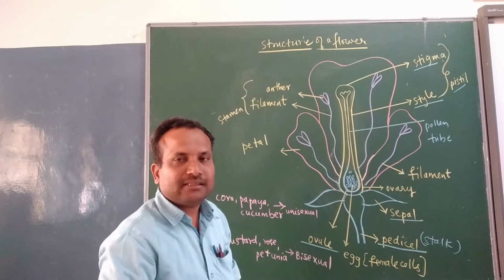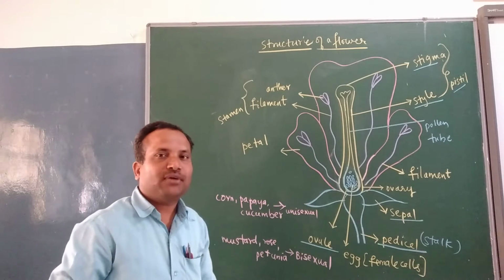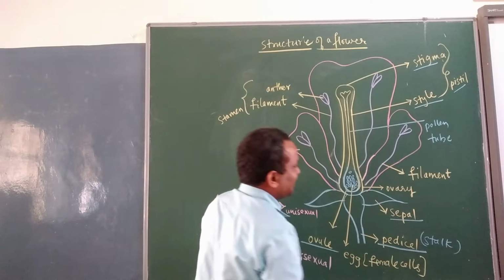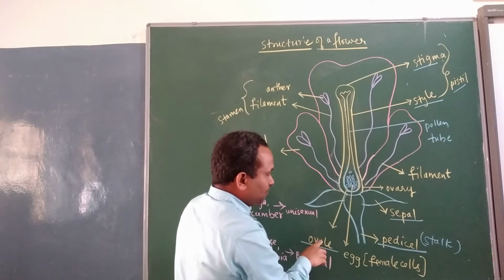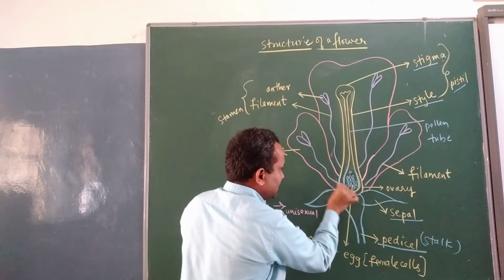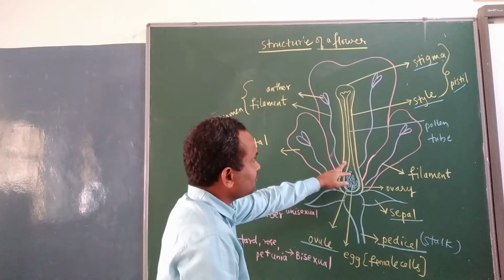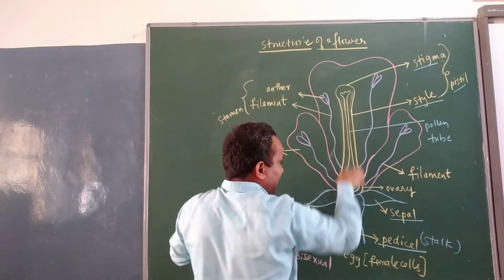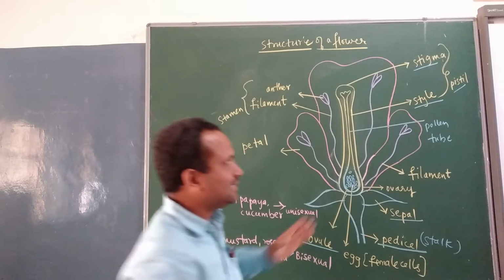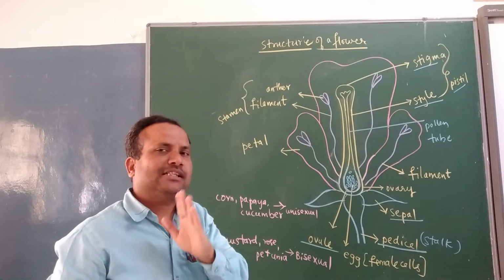These eggs, we call them the female reproductive cells. Eggs are called female reproductive cells. So these eggs are present inside the ovule. Ovule is present inside the ovary. This entire part we call the female reproductive part, nothing but the pistil. Female reproductive part, that is pistil.